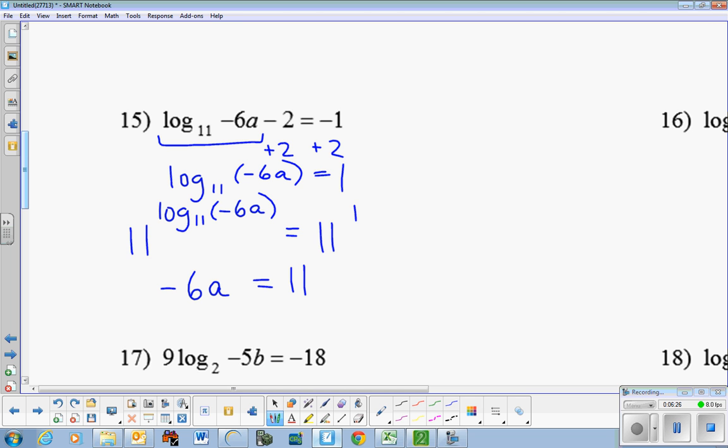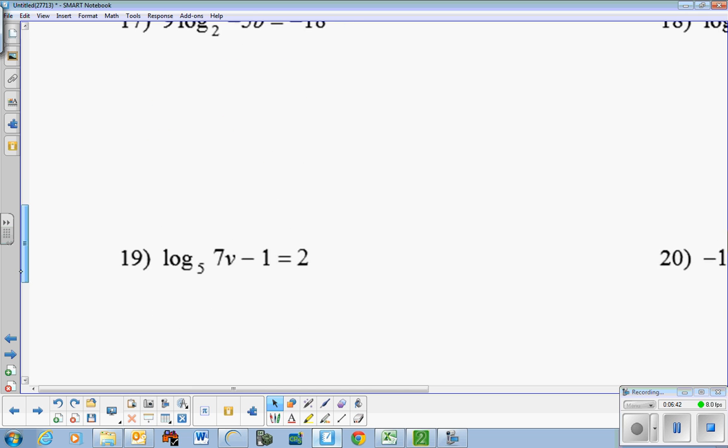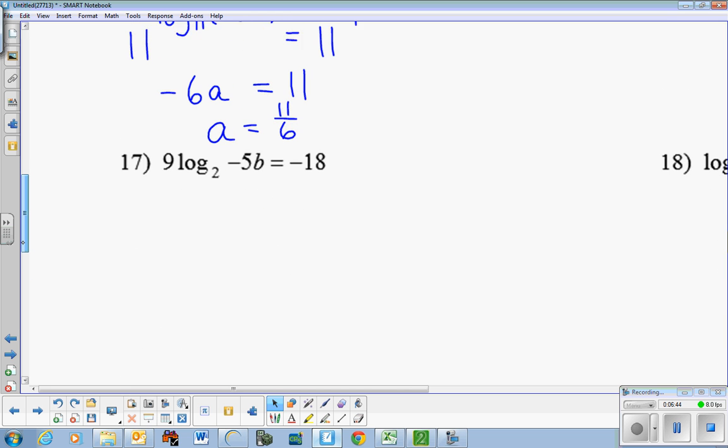11 to the first is 11. Divide both sides by negative 6, and we get negative 11/6. After you raise it up to be the exponent with a base of 11, the log is gone. That was the goal. All right, let's try. These are not going to get a whole lot more complicated than that.